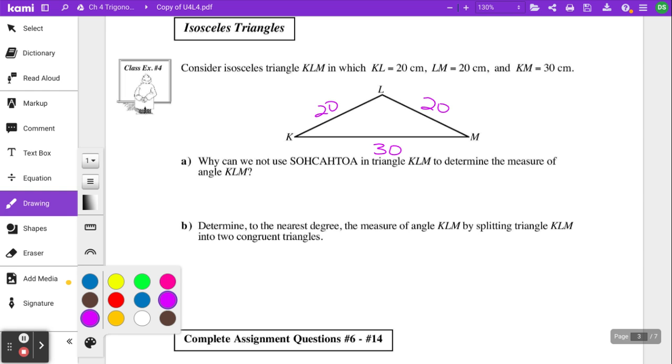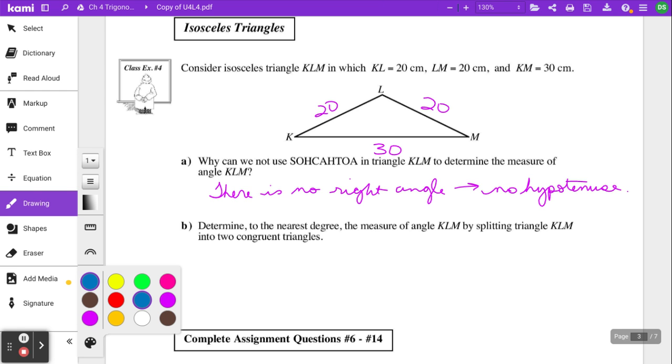Why can't we? There is no right angle, which implies there is no hypotenuse. Okay. So, let's make one. We can do that. So you take your pen or your pencil and you draw a line straight down. Now you are able, because it's an isosceles triangle, this works, okay? When you draw that line down.